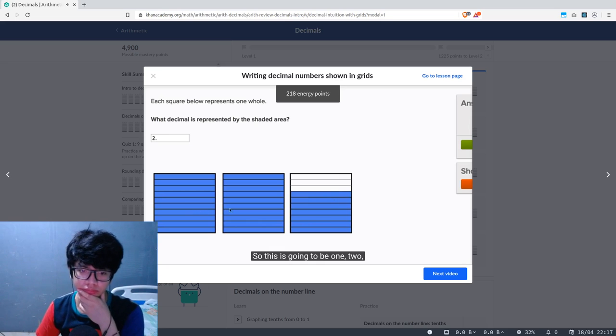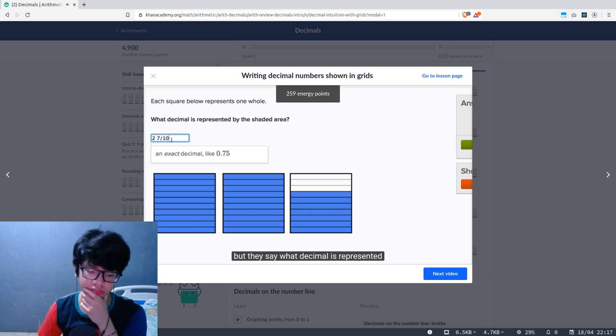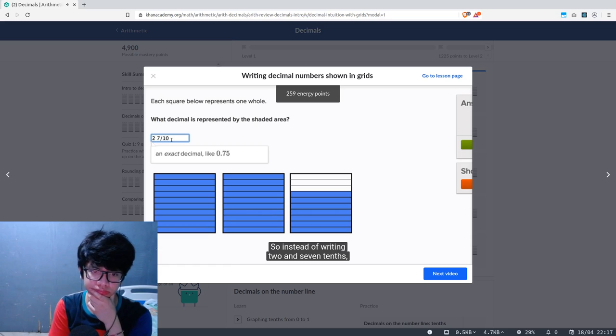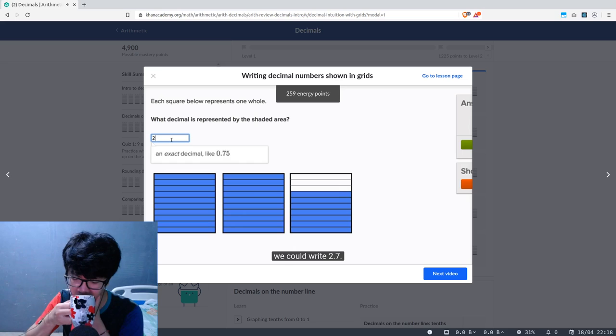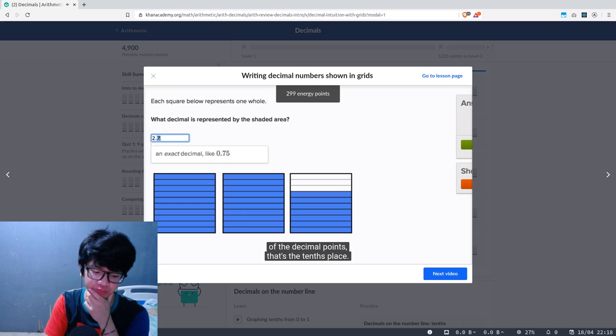So this is going to be 1, 2, and 7/10. So if we wanted to write it as a mixed number, we'd write it as 2 and 7/10. But they say what decimal is represented by the shaded area. So instead of writing 2 and 7/10, we could write 2.7. Because the space immediately to the right of the decimal point, that's the tenths place.